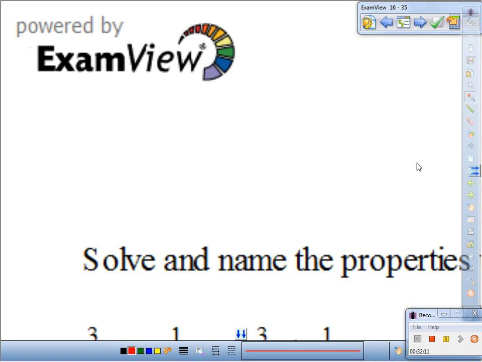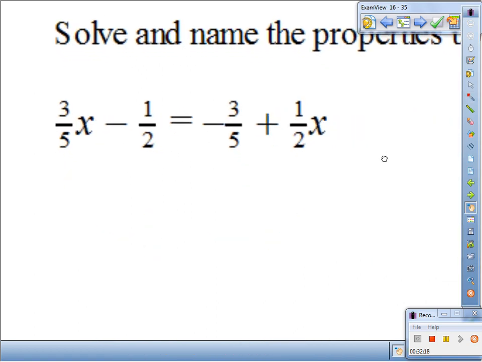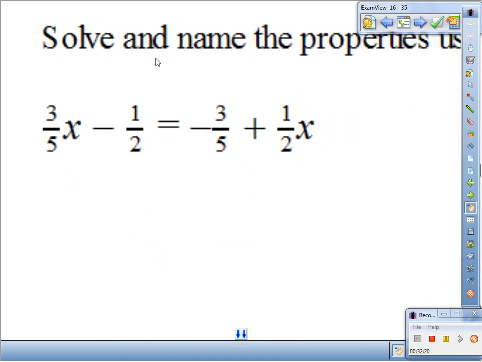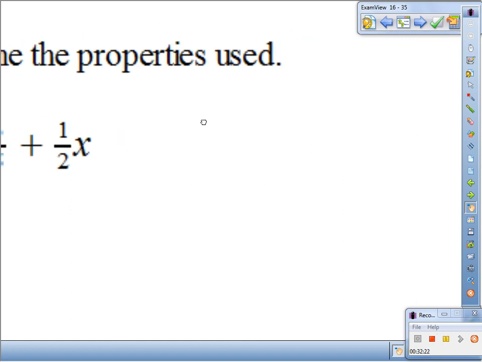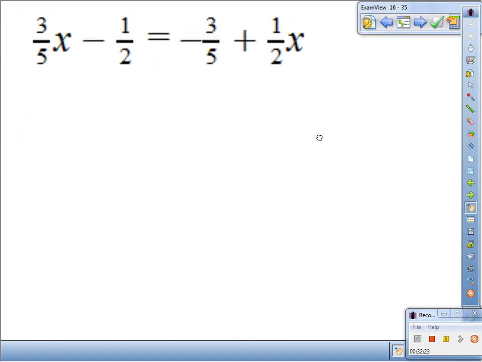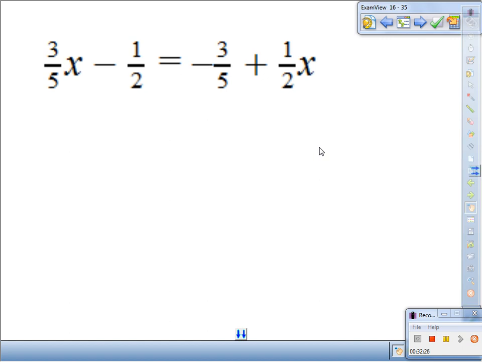Go to number 16 on fleek. Wow, it says solve and name the properties used. All right, so write this down: 3/5 x minus 1/2 equals negative 3/5 plus 1/2 x.